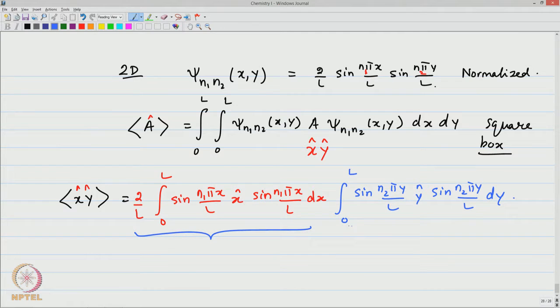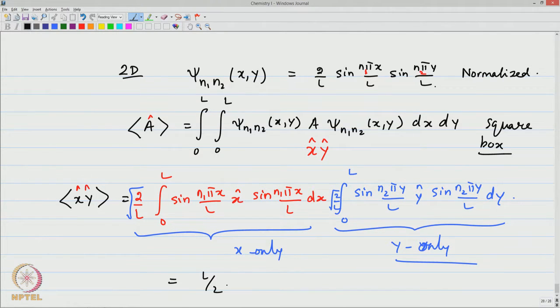So, it separates out into two integrals, an x only integral and a y only integral. And if you write this as 2 by L and 2 by L, then you know exactly that this is the particle in the one dimensional problem for the x coordinate. Therefore, the answer for this is L by 2. The average value for the position of the particle is L by 2.